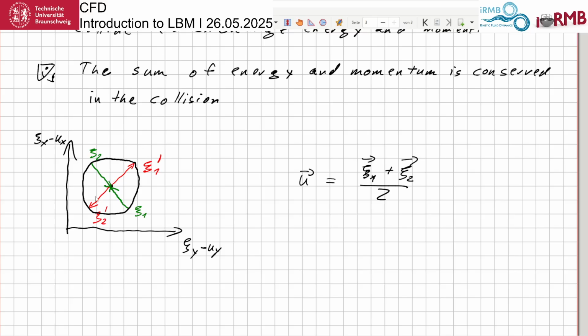Yeah. So if the length of the vector is the velocity. Yeah. So because the sum of the lengths of these vectors has to be conserved, because this is giving you the energy. Yeah? So the center has to be conserved, and the length of the vectors have to be conserved. The center is the momentum, and the radius is the energy.